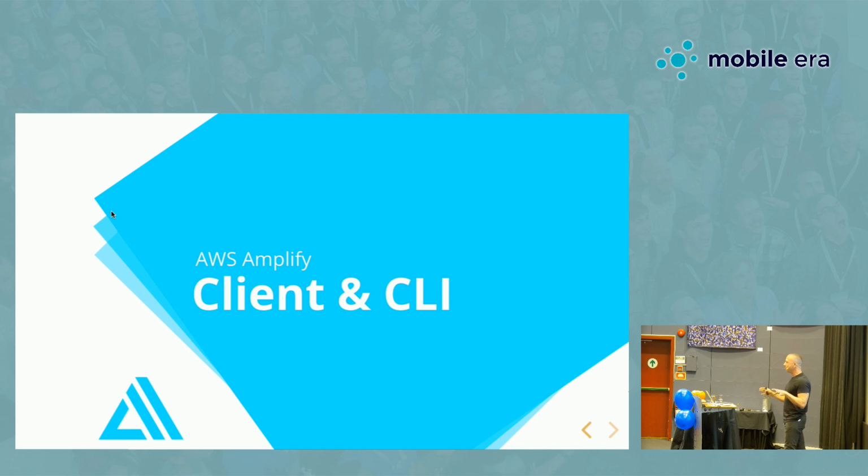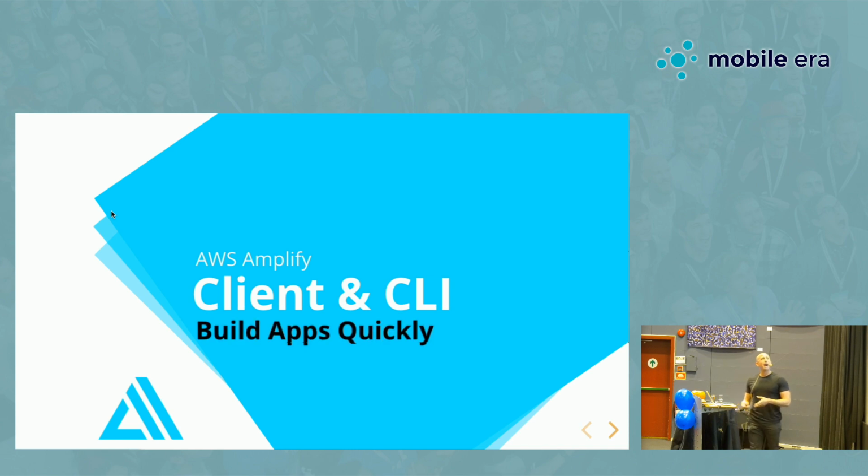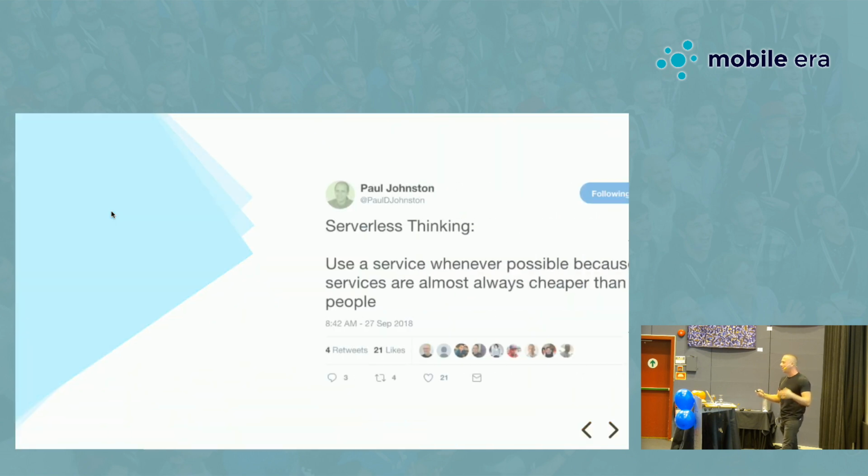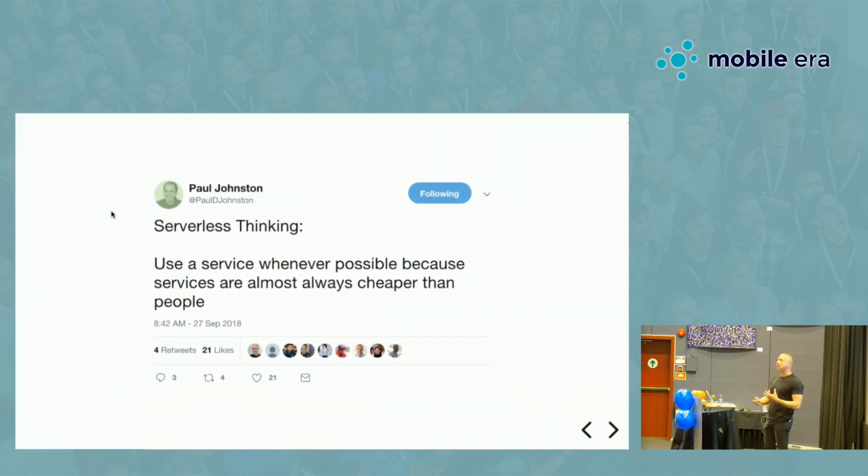And really, the two things that I'm going to be focusing on for the most part are the client and the CLI from AWS Amplify. And the main goal behind this project is to help developers build apps more quickly. And we kind of take on the worry of the back end and let you worry about the front end. And really, all of the services that we're going to be talking about are going to be around this idea of serverless and managed serverless, I guess you would say.